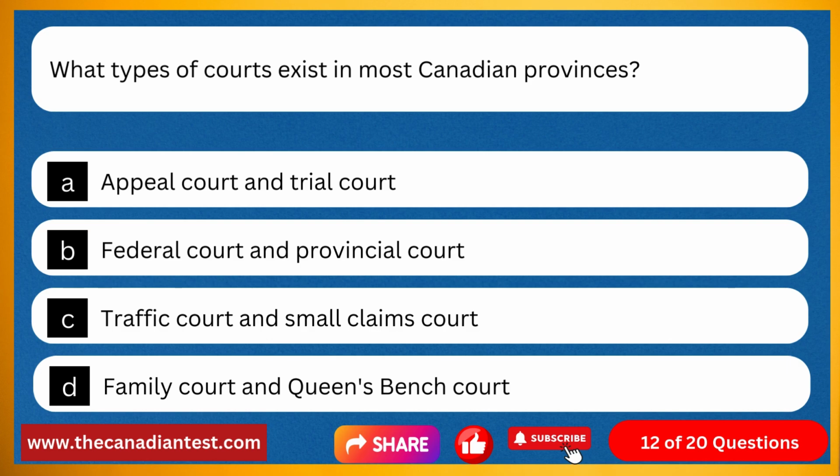Question 12. What types of courts exist in most Canadian provinces? Option A, appeal court and trial court. Option B, federal court and provincial court. Option C, traffic court and small claims court. Option D, family court and Queen's Bench court.